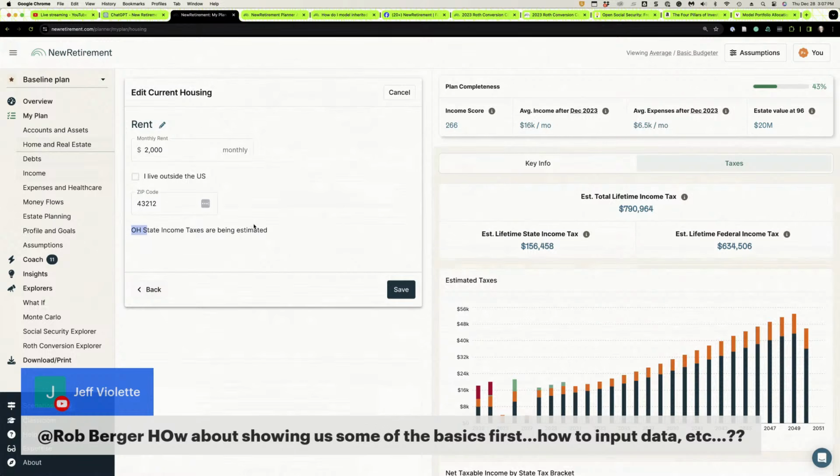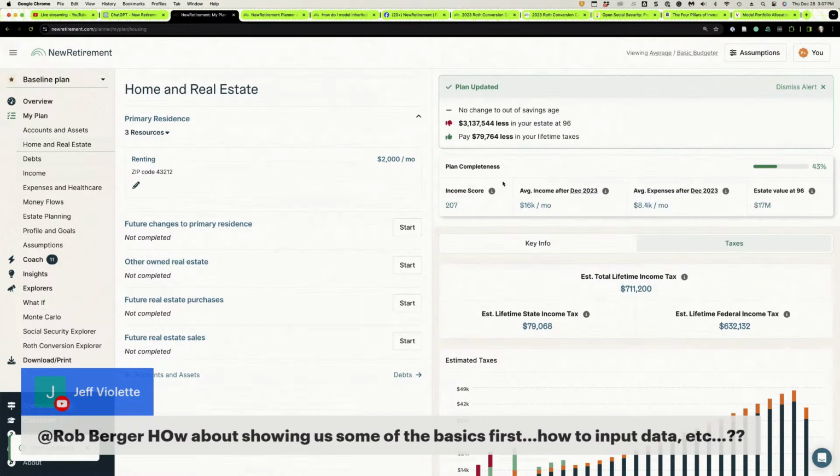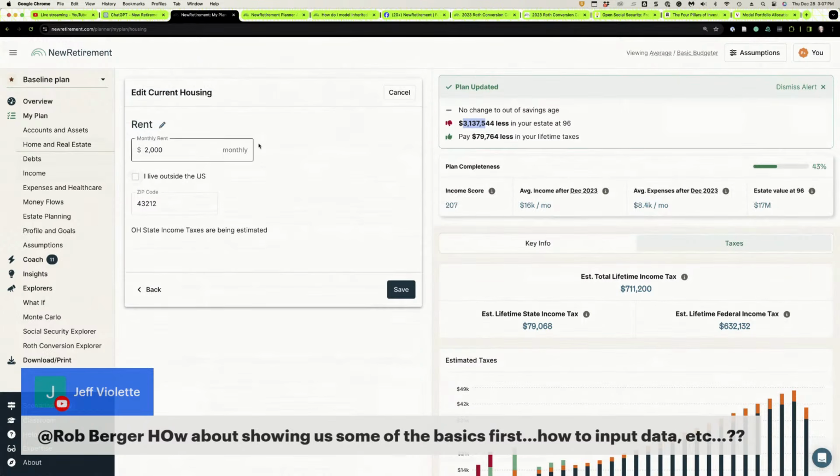So state Ohio income taxes, it changes the taxes. If I save this, we're going to see a change. There it goes. 3 million. What's going on, Ohio? It's outrageous. There's something else going on there. But so, you put in where you live.